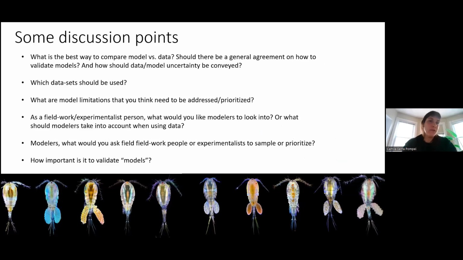I have left here a few questions that I came up with for people to discuss, if you want, or that we could discuss here. Feel free to give your opinion, or if you have any questions. It's mostly to interact between fieldwork people, modelers, satellite people, whatever, on what you think we need to improve.